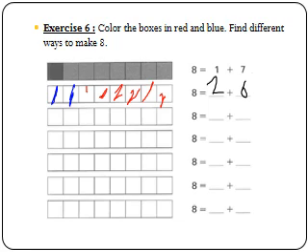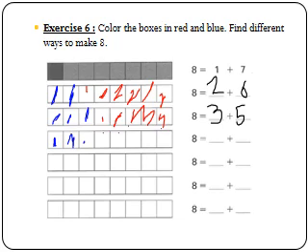In the second one, we're going to find another way. We are going to color three boxes with blue. 1, 2, 3 boxes with blue and the rest with red. 1, 2, 3, 4, and 5. So 3 plus 1, 2, 3, 4, 5. 3 plus 5. Again, we're going to use the blue color and color 4 boxes.